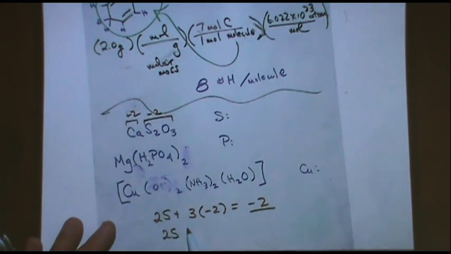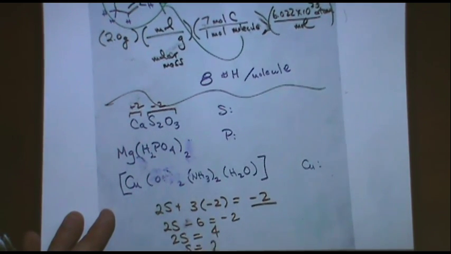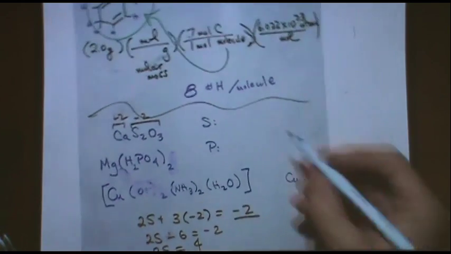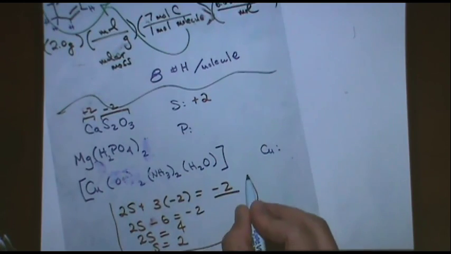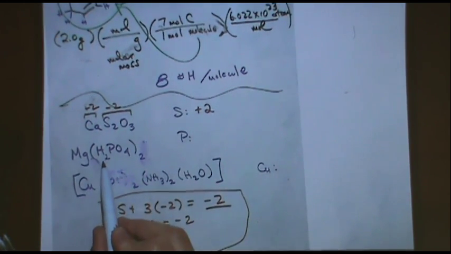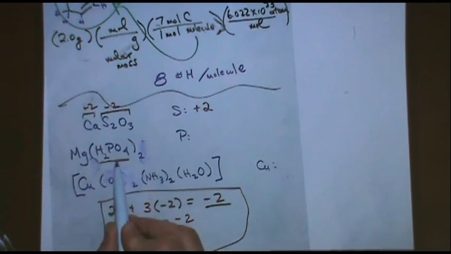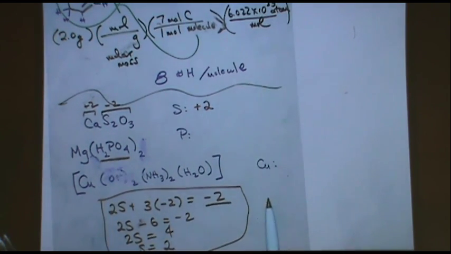Equals the overall charge of -2. So 2 sulfurs minus 6 equals -2. 2 sulfurs equals 6 minus 2, which is 4. Sulfur looks like it's going to be +2 for that one. This is just my scratch work here. Okay, next one. What's the name of this? Magnesium dihydrogen phosphate. This is also one of your common polyatomics. What is the charge on dihydrogen phosphate?